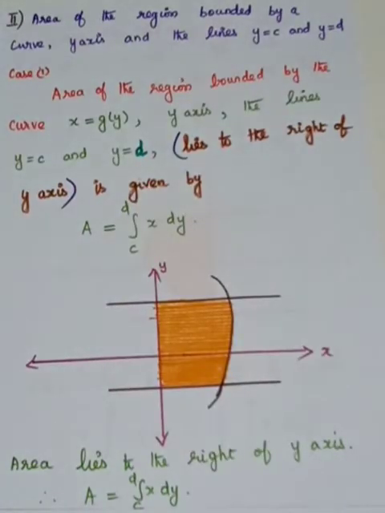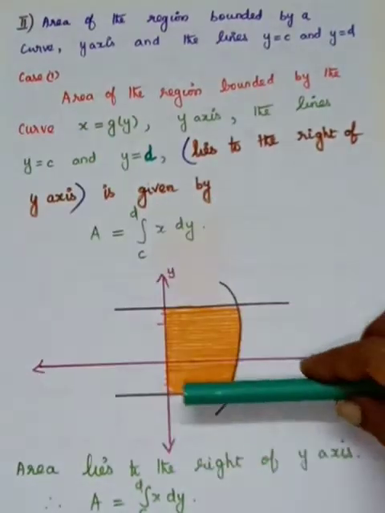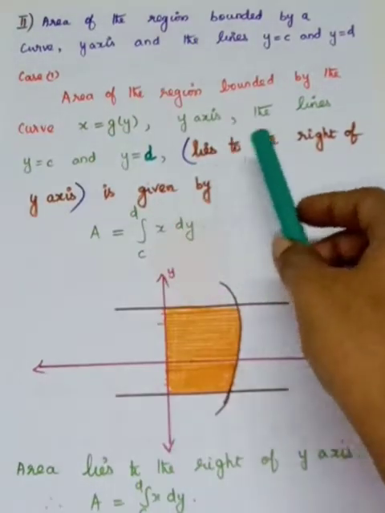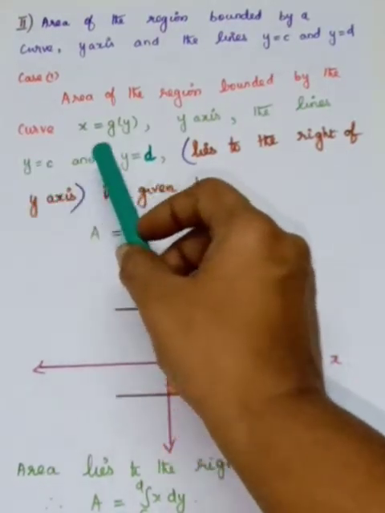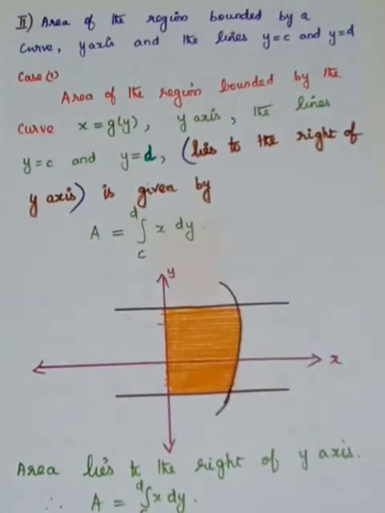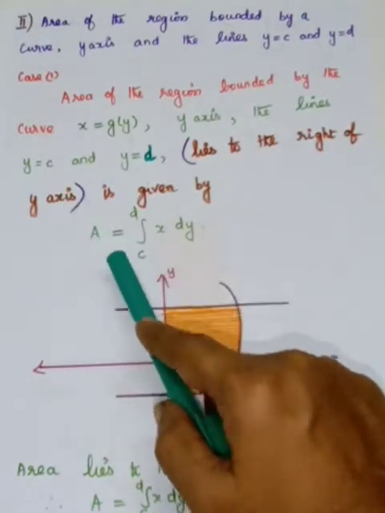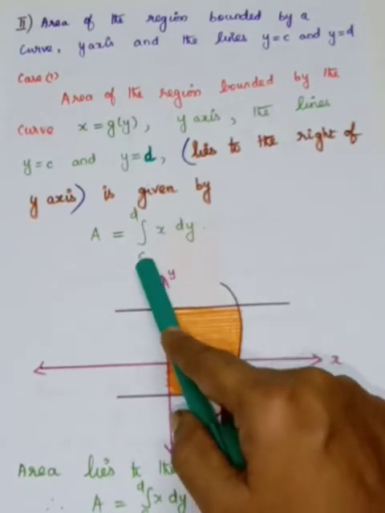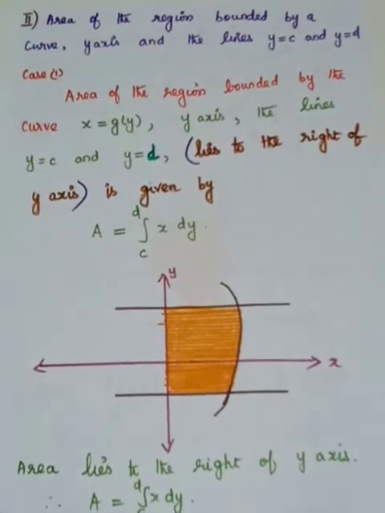y is equal to c and y is equal to d. This bounded region lies to the right of the y-axis. It looks like it is above the x-axis also, but it lies to the right of the y-axis. If you consider the limits varying from y is equal to c to y is equal to d, in terms of y, you have to see whether the area lies on the right side or left side. If it lies to the right of the y-axis, the area is equal to the integral from c to d of x dy. It is positive. You have to take the positive x.